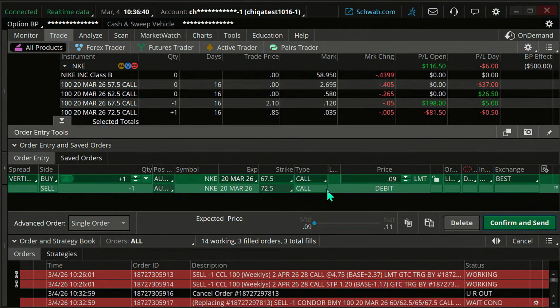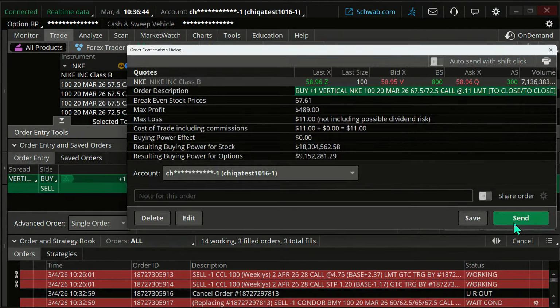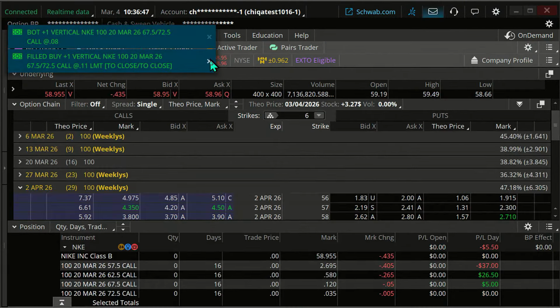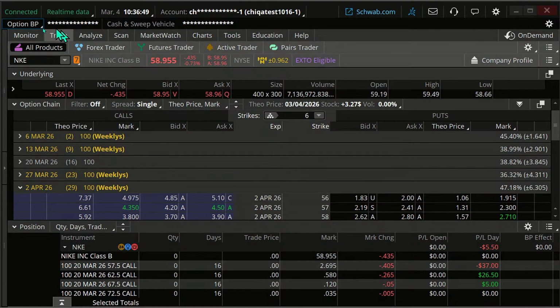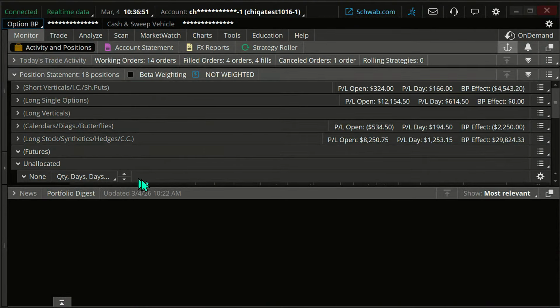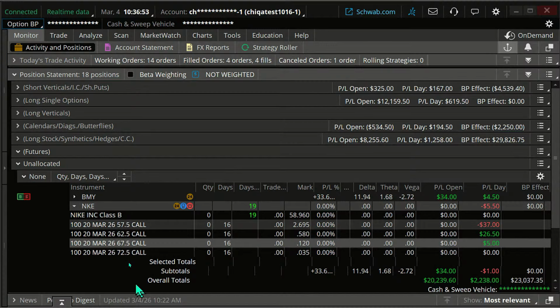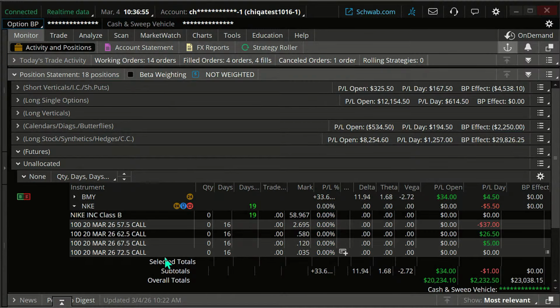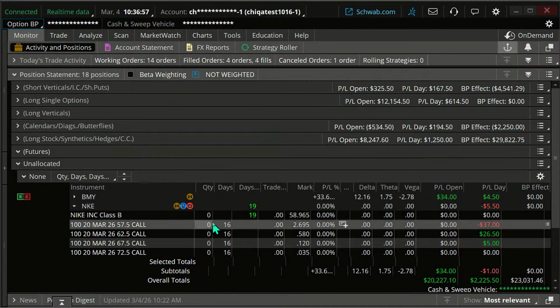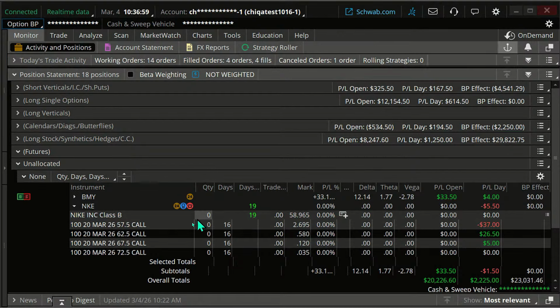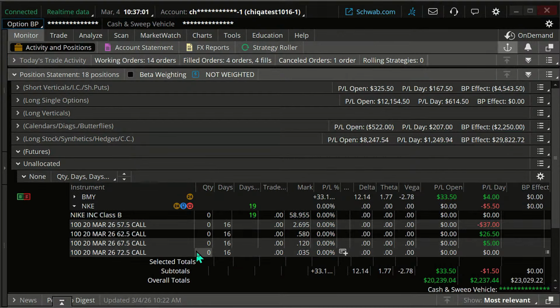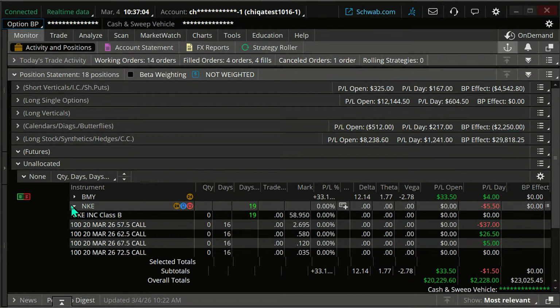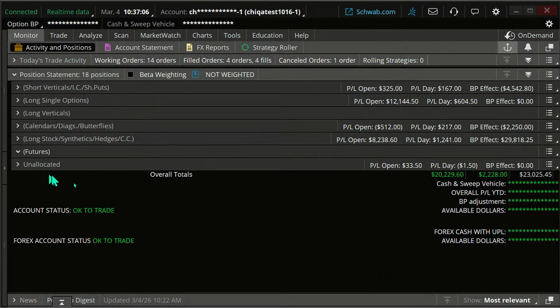Why am I getting out one leg at a time? Often it's easier to get fills if you, I guess I said one leg at a time, it's not actually one leg at a time, one vertical at a time. Often it's easier to get filled on that than trying to get someone to fill the whole shebang at once. Okay, so those are condors. Let's move on from condors here.